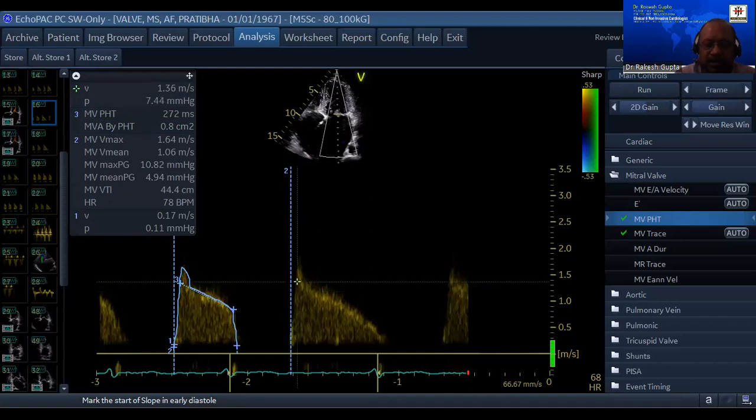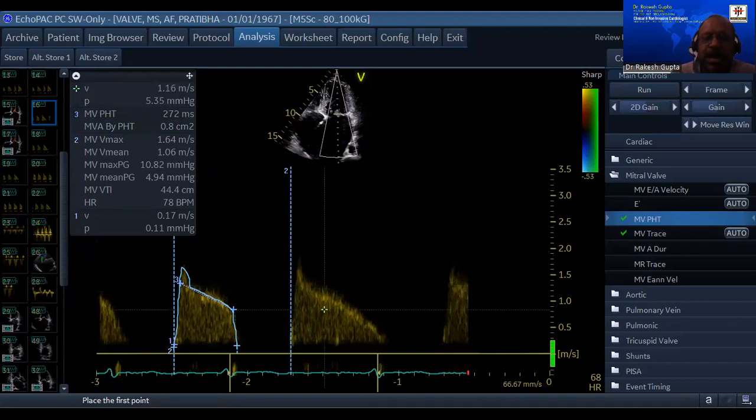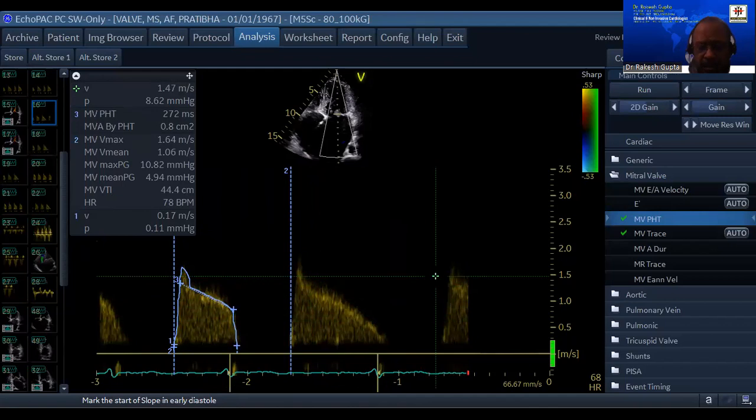This was 1. This is 0.8. So we do the same thing in at least 5 sample volumes. And then we take an average of the pressure half time area, and we get peak and mean gradients with this. Is that okay? Yes, sir. Now the next question comes to Dr. Krishna Yadav.